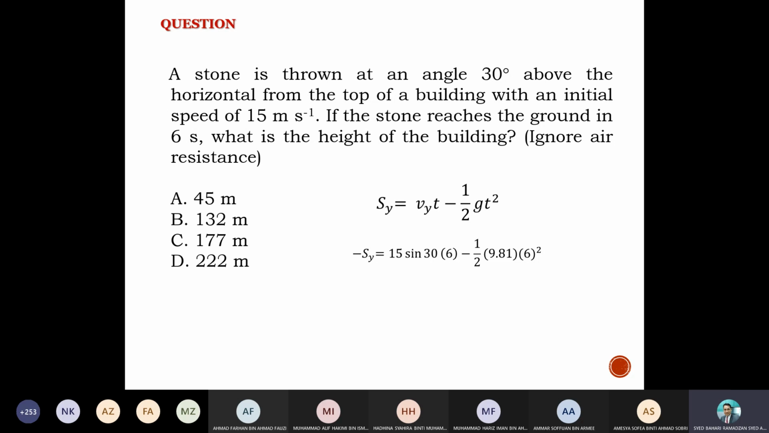So you just masuk S. Kalau kat sini, you guna SY lah. Because dia nak tahu what is the height of the building. So you kena guna SY. Jangan guna SX. SX itu tak betul lah. So you guna SY equal to V initial T minus 1/2 G T square. But V initial tu you kena guna sin lah. You have the 50 sin 30. That says V initial. And then you darab dengan T, you darab dengan 6. And then you minus 1/2 G 9.81 and then 6 square. You dapatlah nilai B. Okay, settle. Dapat nilai B. Okay, any questions?